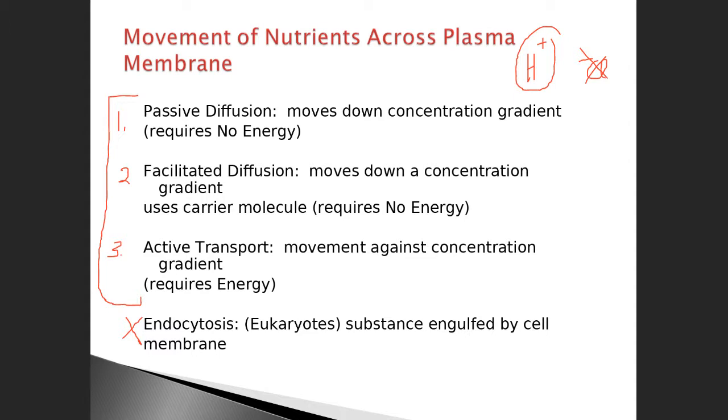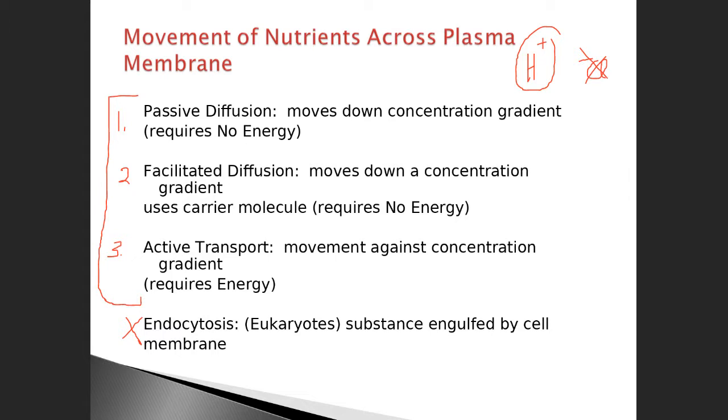So diffusion, either simple, those things that are small, uncharged, or lipophilic, go right through the membrane. Facilitated, we got things that are big, they're charged, or they're lipophobic, right? And they can't come through the membrane, they have to be helped. So facilitated means they're helped, right? But still, there has to be a gradient. Diffusion only works if there's a gradient.